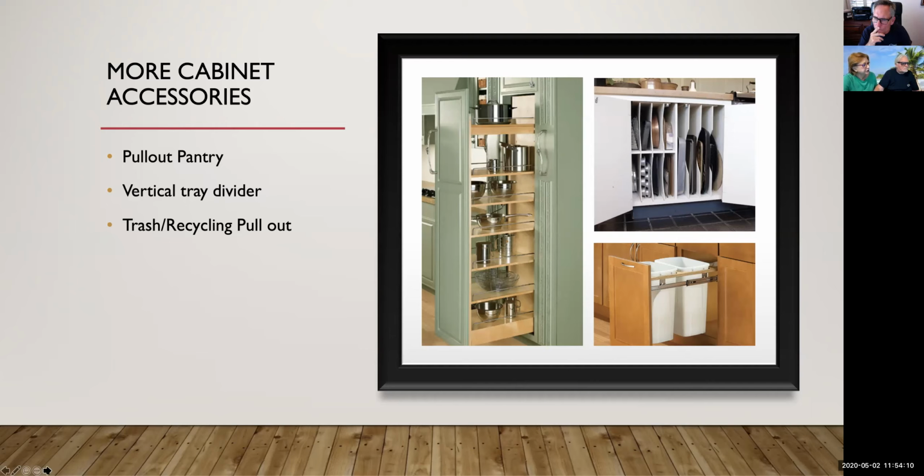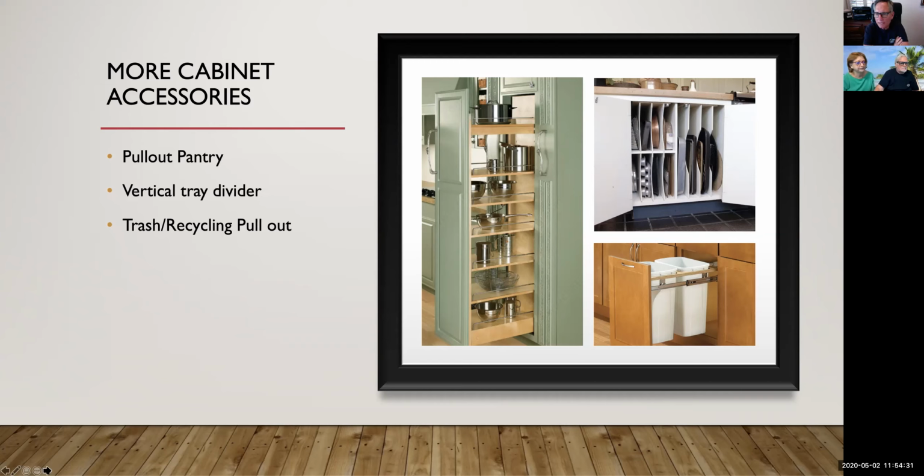Then we have a trash and recycling pullout. This is just one style. You can have 1, 2, 3, or 4 different bins in it, depending upon what it is you need and how much room you have in your kitchen for this particular accessory. I absolutely love that pull-out pantry.